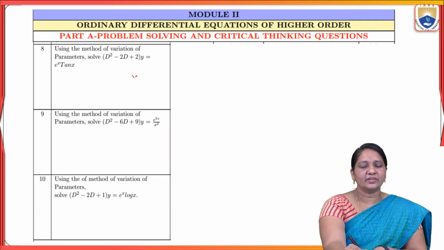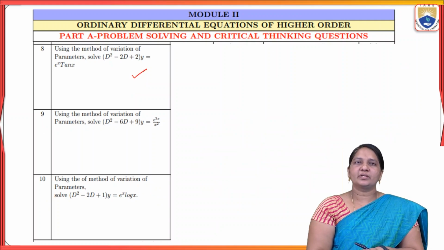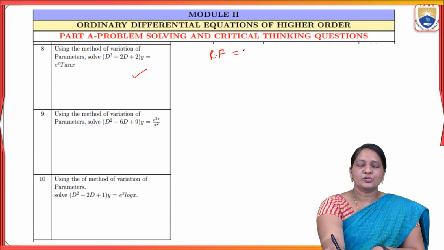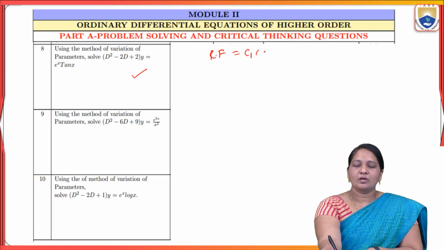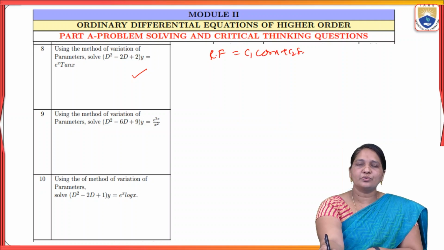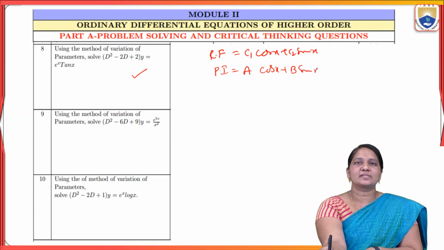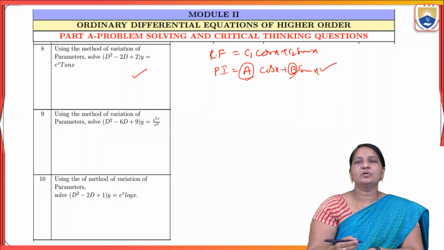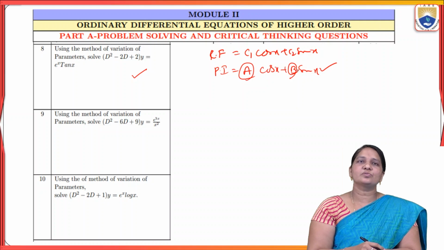So here also in the 8th one, method of variation of parameters, as like the previous 6th one and 7th one, we can calculate the complementary function. So that is C1 into cos x plus C2 into sin x. For example, if you are having the particular integral, we have to assume here A into cos x plus B into sin x. So by using this value, we are going to calculate A and B value. Then we can substitute here to get the solution.